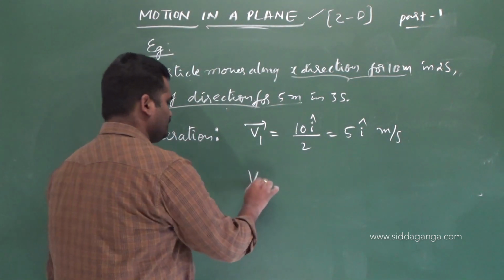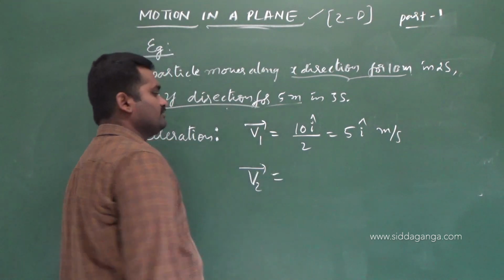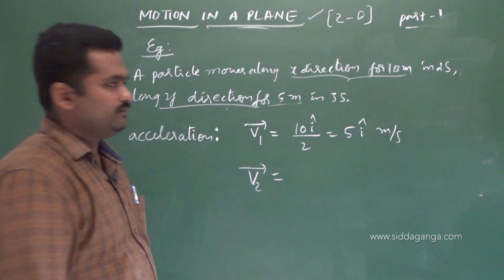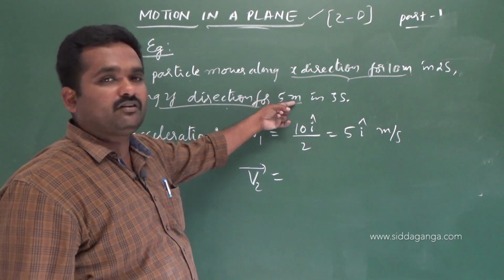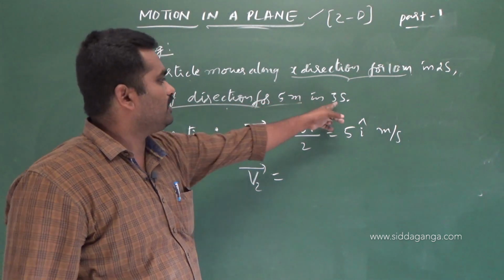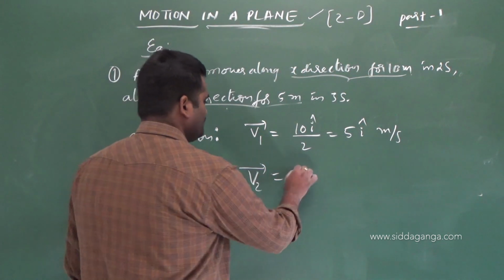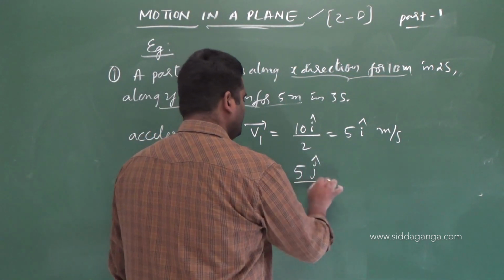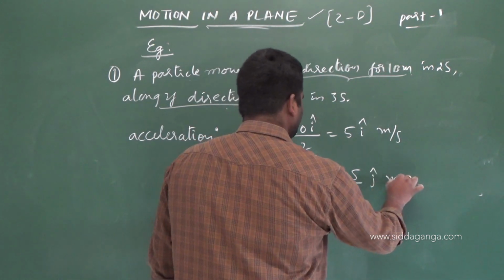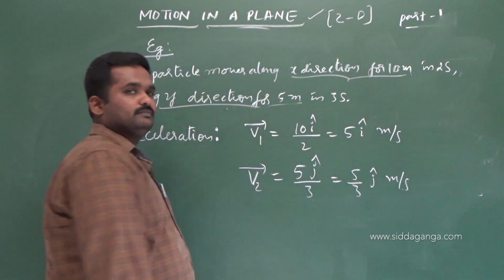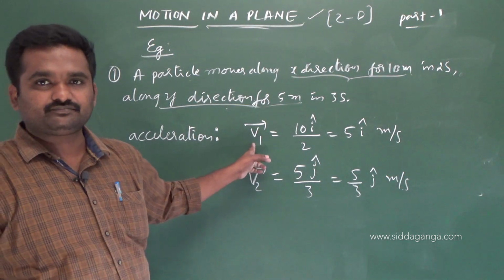And what is V2 here? V2 bar will be equal to what? It travelled in the y direction for how much distance? 5 meters. In what time? 3 seconds. That's why it is 5 j cap divided by 3. This is 5 by 3 j cap meter per second. This is V2, and this is V1.